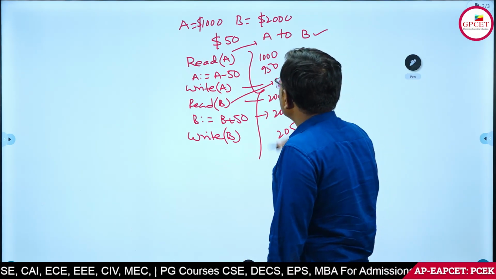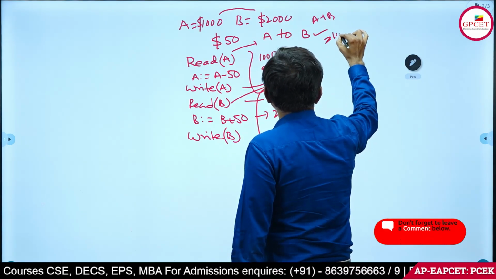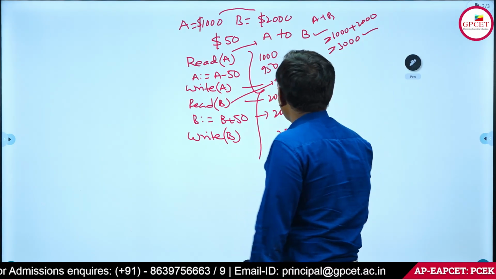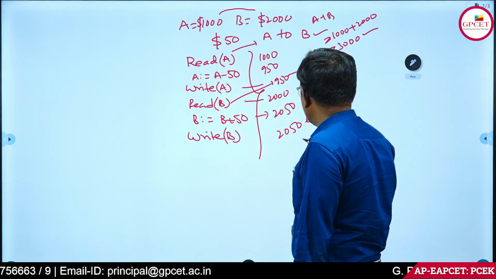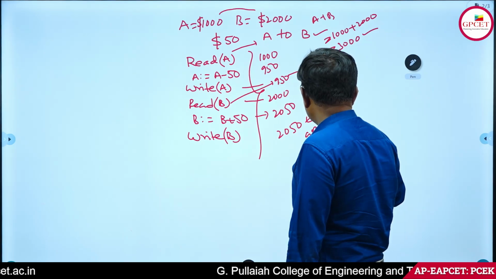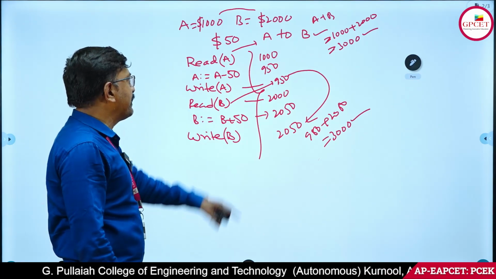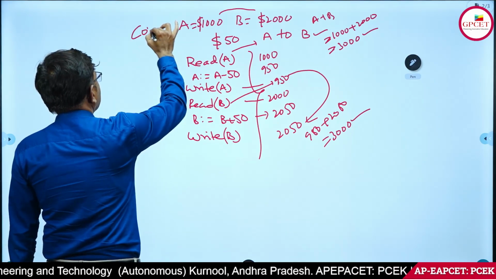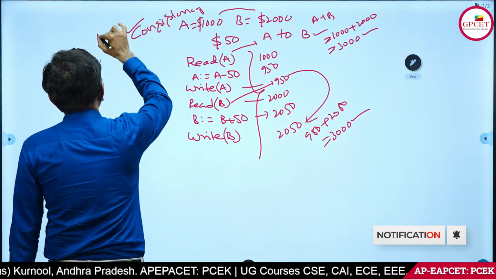Observe here, before execution the sum A plus B equals 1000 plus 2000, which is 3000. After execution A is 950 and B is 2050. The total sum is 950 plus 2050, which is 3000. Before execution and after execution the sum A plus B does not change. That is consistency. Clear? Those are the ACID properties.